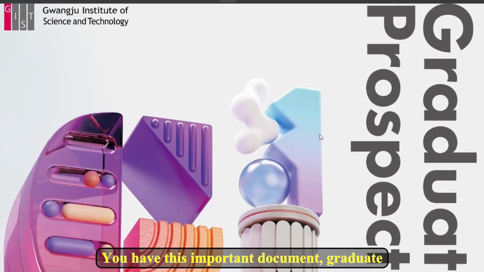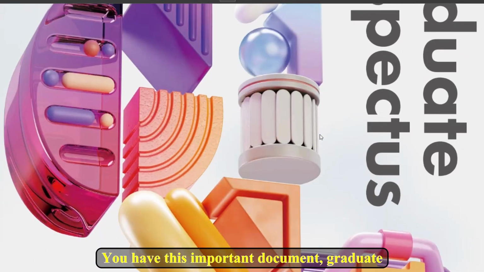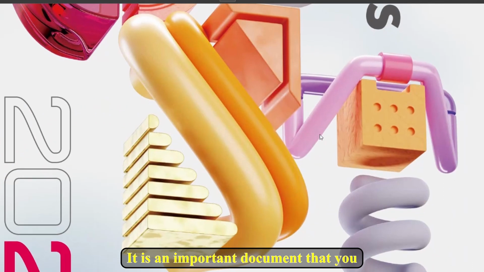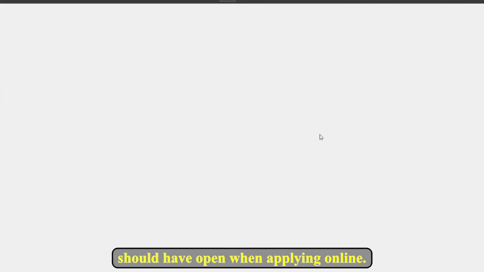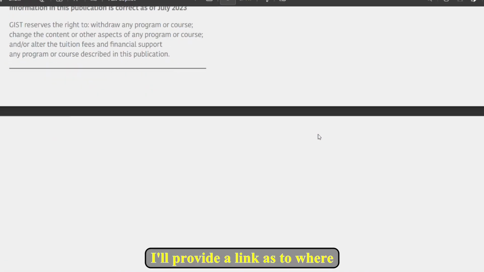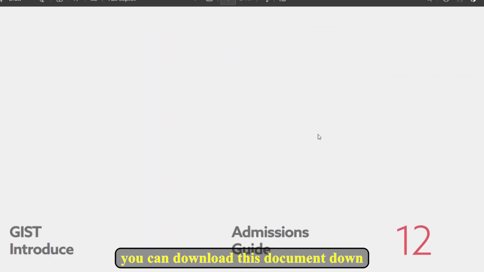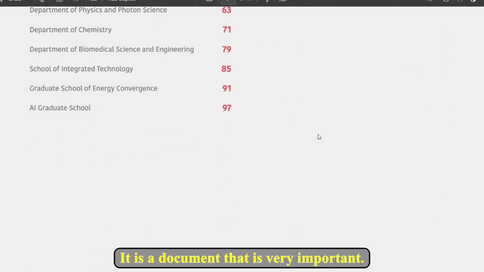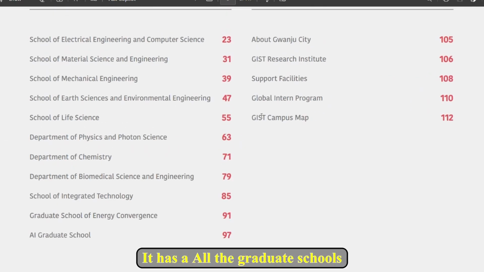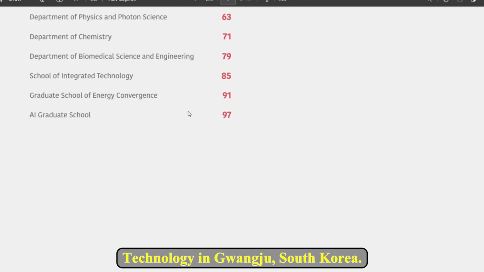You have this important document, the graduate prospectus. It is an important document that you should have open when applying online. I'll provide a link where you can download this document down in the description of this video. It has all the graduate schools that are available, that is the majors that are available for application at Gwangju Institute of Science and Technology in Gwangju, South Korea.